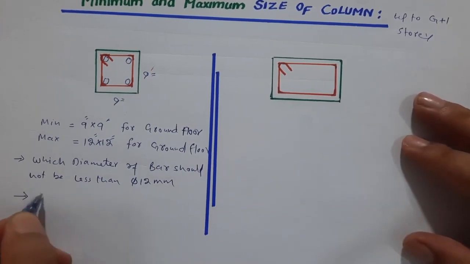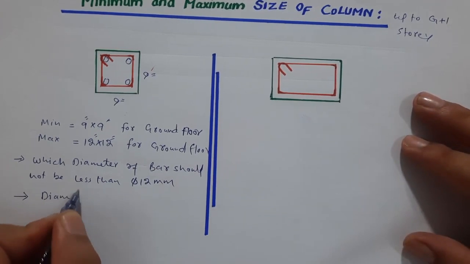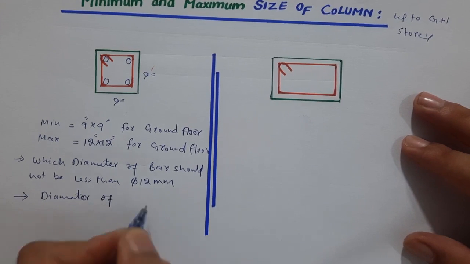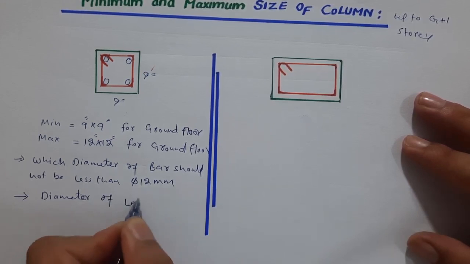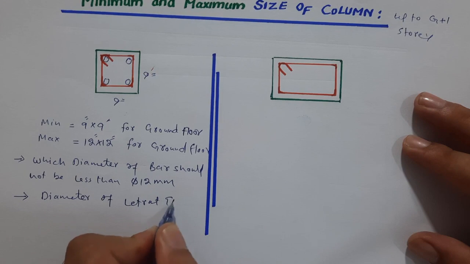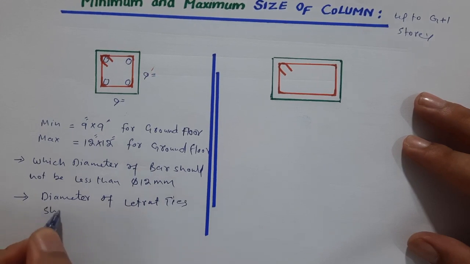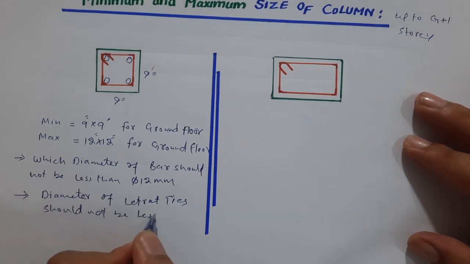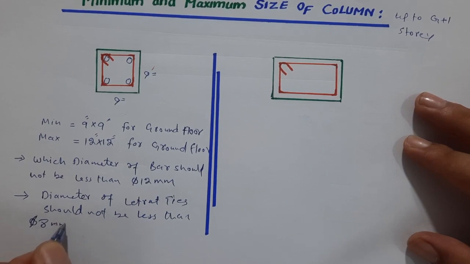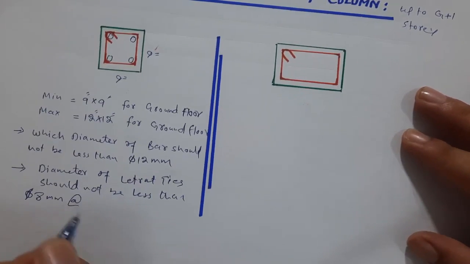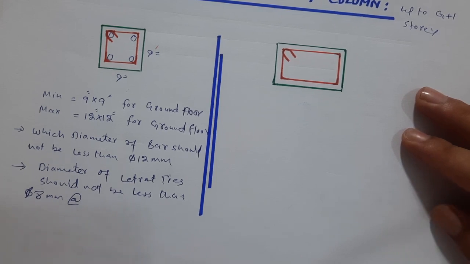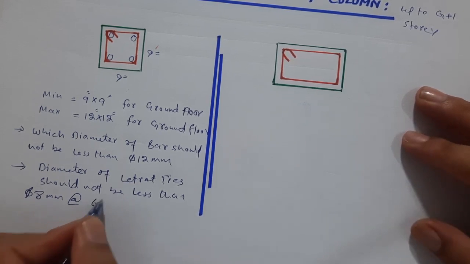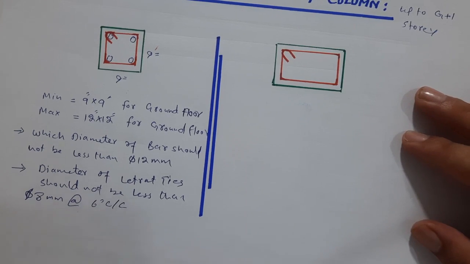And the next one, the diameter of lateral ties should not be less than 8 millimeter with the spacing of 6 inches center to center.